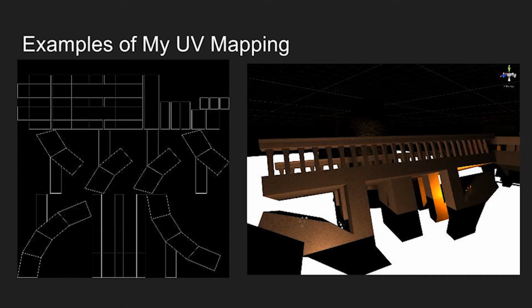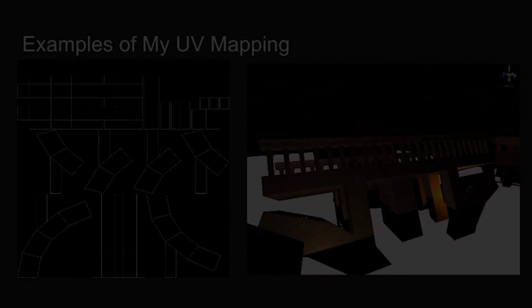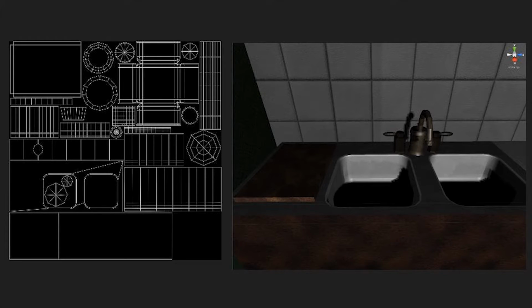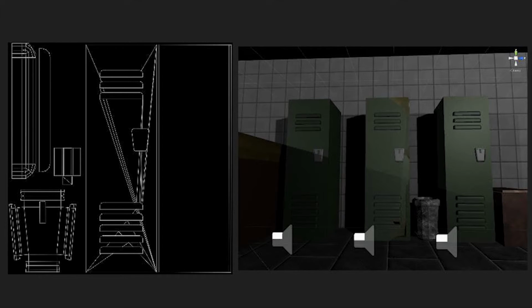The next few slides show some of the models I have UV mapped and textured. This is a bridge part that was created as a part of a jumping puzzle in our game. This is a sink that was created as an environmental piece for a certain part of the level. The last asset I'll show in this presentation is a locker. The lockers in the level were used as a part of the puzzle in our game.